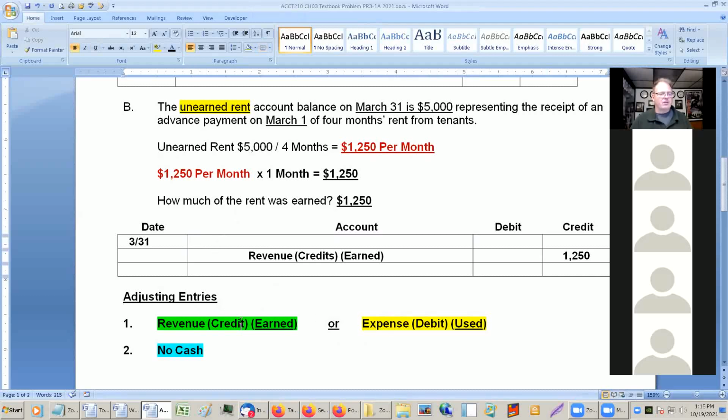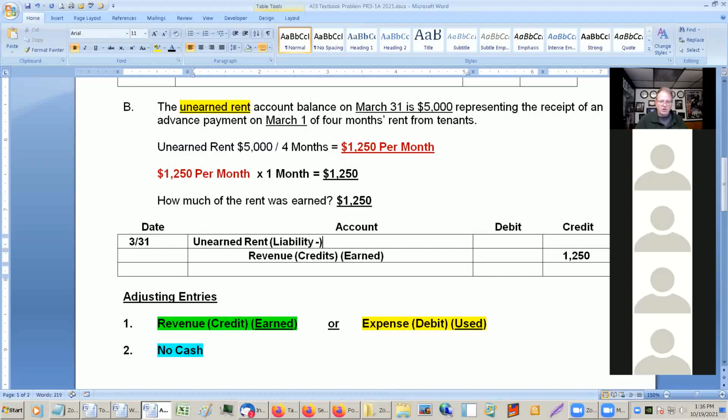So we already got the revenue. This unearned rent. Yeah, no, this is good. This is a liability, remember. This is not a revenue. It might look like a revenue, but it's not. So this is a liability.